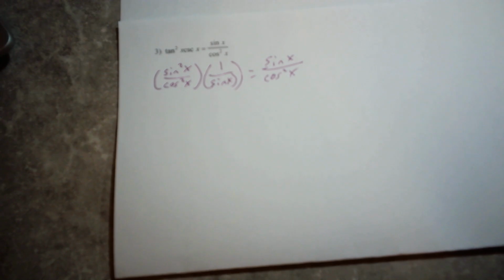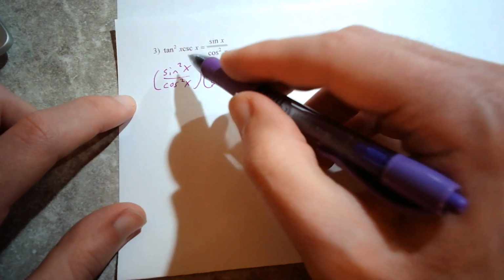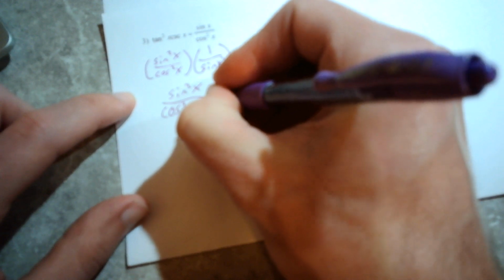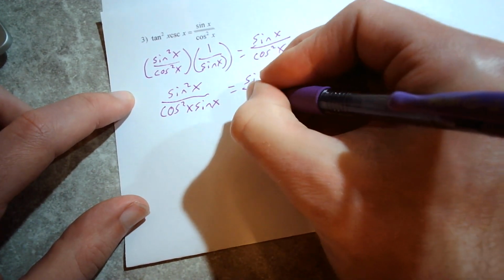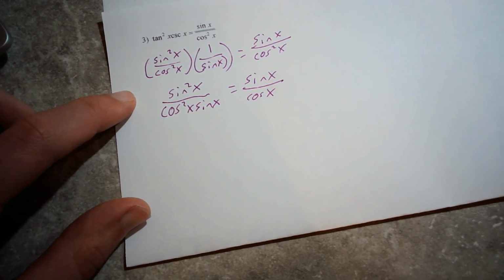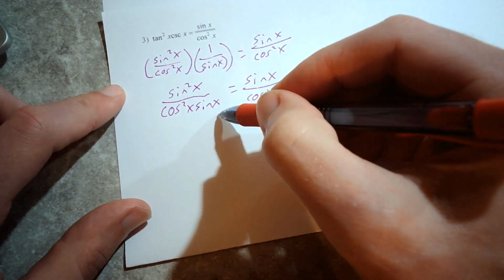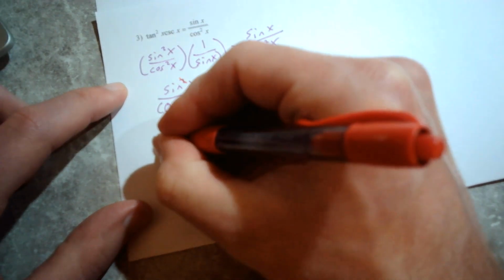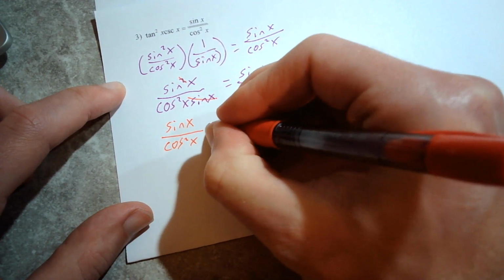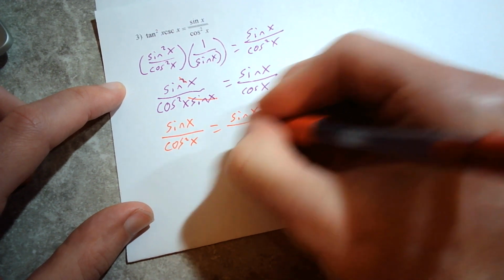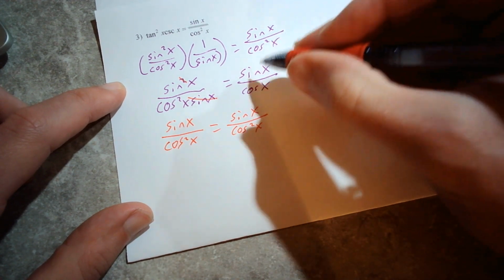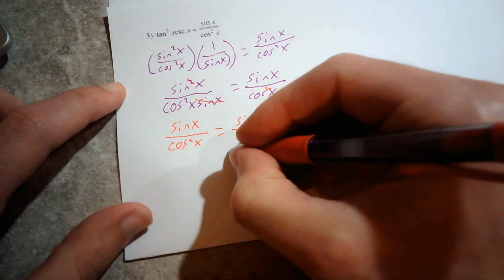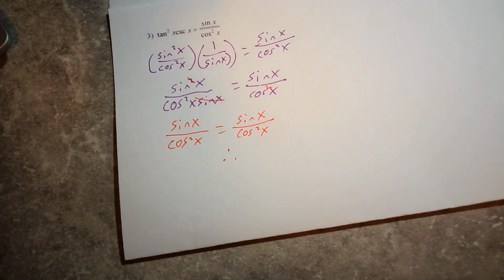All right, what do I do next? Let's combine these fractions. Just multiply across. Sine squared times 1 is sine squared x. Cosine squared times sine, I'm just going to leave it as cosine squared x sine of x. Well, here, sine squared is a sine times a sine, and I have a sine on the bottom. So cross one of those off, and I end up with sine of x over cosine squared x. And yes, I realized there should have been a square right there too. And there we go. We got both sides to be the same.